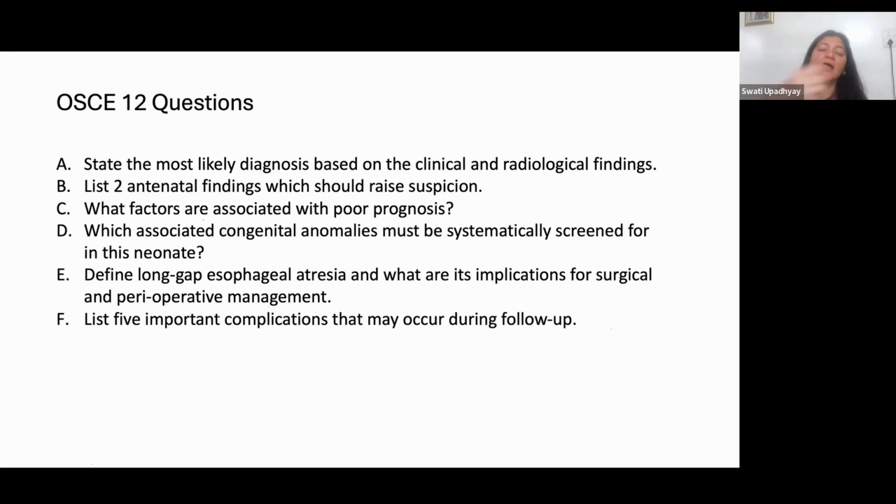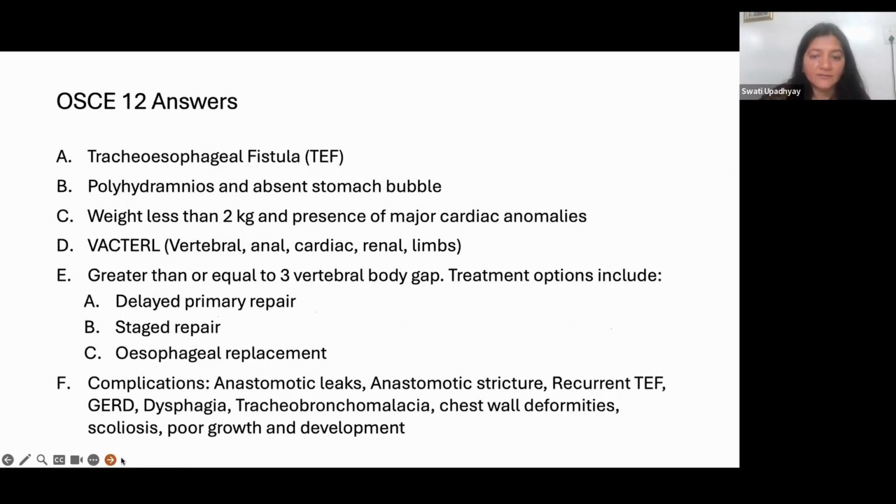Along with it, they can have the problems of the airway. So tracheobronchomalacia is also very common in post-op patients. Yes, tracheomalacia. Then chest wall deformities, scoliosis, and poor growth and some developmental delay. These are the things which we need to see during the follow-up of these babies. Over to you, sir, for the next question. I think most of them have correctly answered this question well.